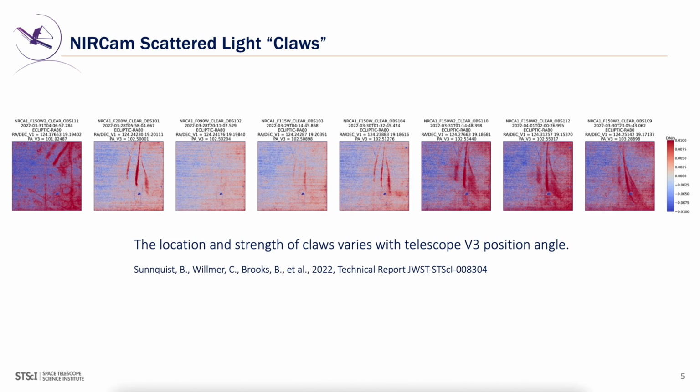Claws don't shift much with dithering. You'll only start to notice their position on the detector change significantly when you're doing large mosaics. However, they are sensitive to the telescope V3 position angle. The image here is showing the same claw in several observations with a similar pointing. As the V3 position angle increases from left to right, you can see the claw rotate accordingly. And so if this angle changes enough, the claw can actually move off the detector entirely.